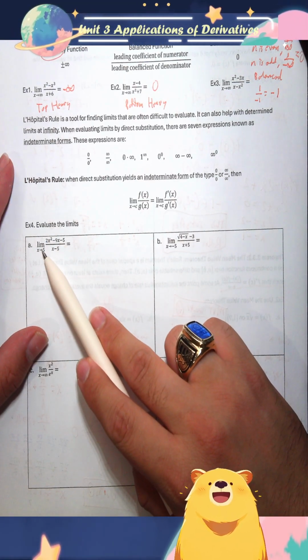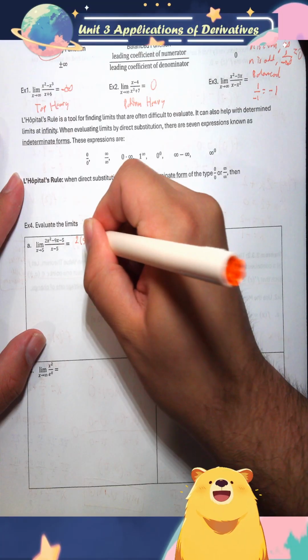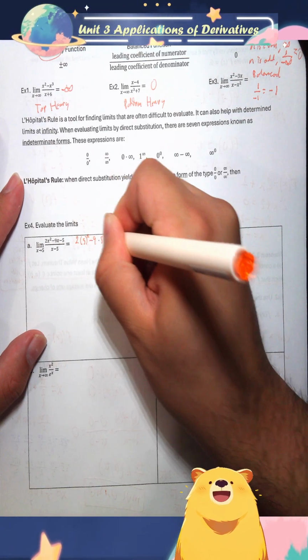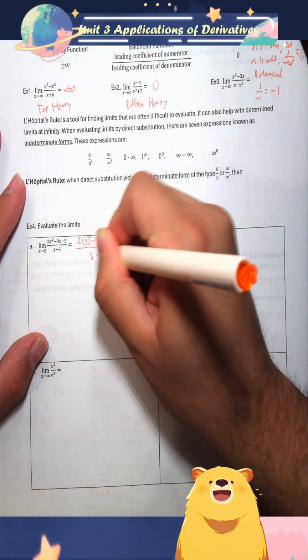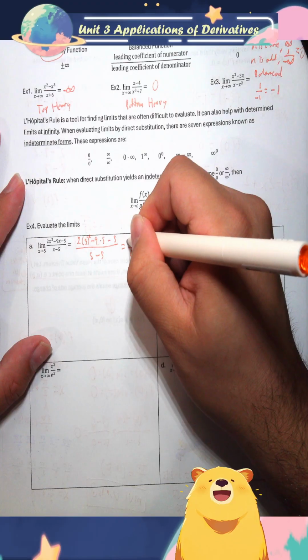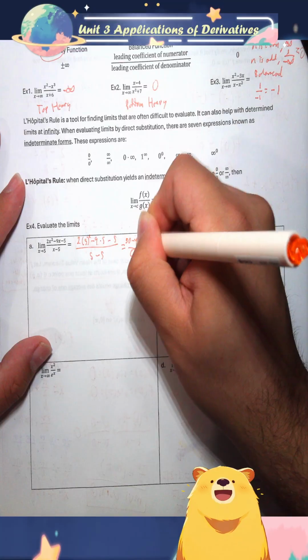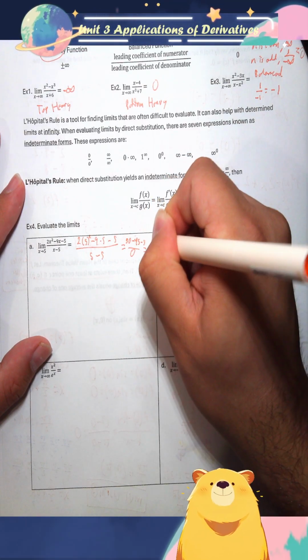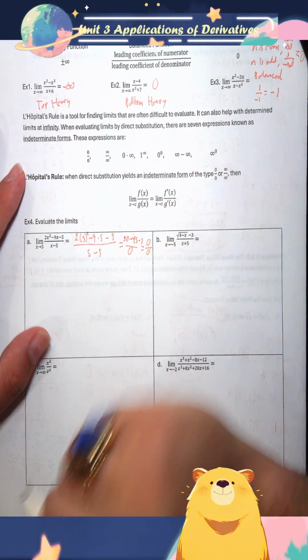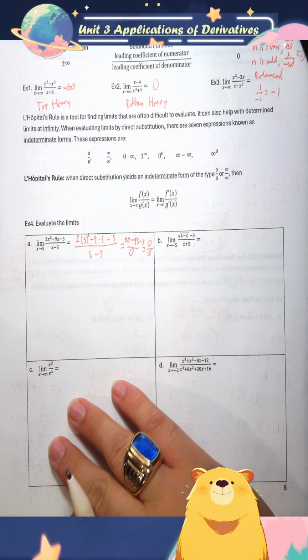We have the limit as x goes to 5 for this one. If I were to plug in 5, I get 2 times 5 squared minus 9 times 5 minus 5, over 5 minus 5. I know the bottom I'm going to get 0 right away. The top is 50 minus 45 minus 5, which is 0. So 0 over 0. Thus, L'Hopital's rule has a valid application here.